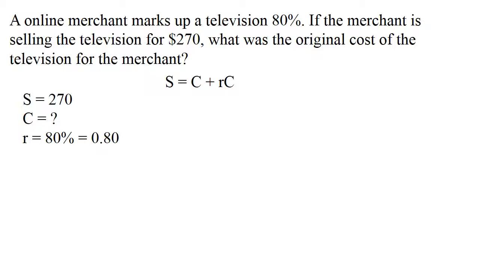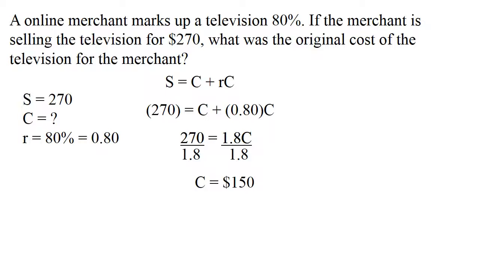So we're going to fill in, and again, we turn the 80% to 0.80. So 270 equals C plus 0.80 C, and then we're going to simplify this a little bit. Notice we have C and C on that side, so we get 1.8 C. Now why is that? Well, the coefficient of the first C is a 1. So it's 1 plus 0.80, which is 1.8. And now to get C by itself, we're going to get rid of that coefficient, so we're going to divide both sides by 1.8. And we will get the original cost was $150.